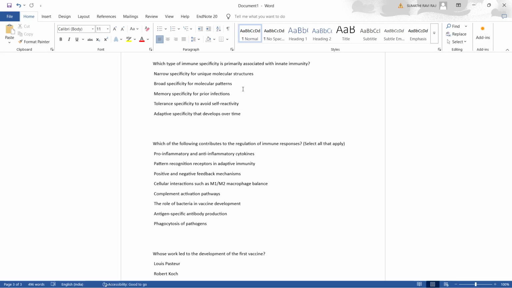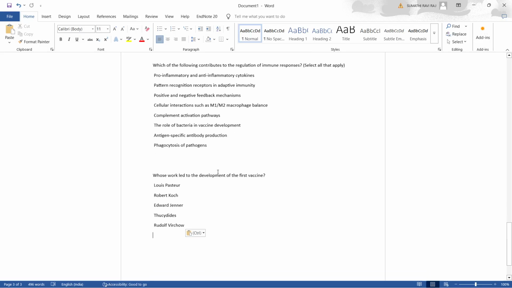Which of the following contributes to regulation of immune responses? There are multiple answers for this. So among these, which ones are correct? Whether pro-inflammatory and anti-inflammatory cytokines, or pattern recognition receptors in adaptive immunity, or positive negative feedback mechanisms, or cellular interactions such as M1, M2 macrophage balance, complement activation pathways, or the role of bacteria in vaccine development, antigen specific antibody production, or phagocytosis of the pathogens. Select all the correct answers.